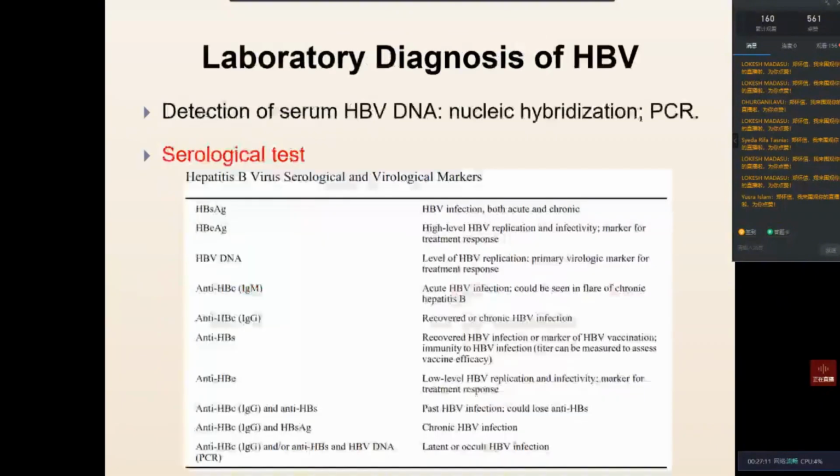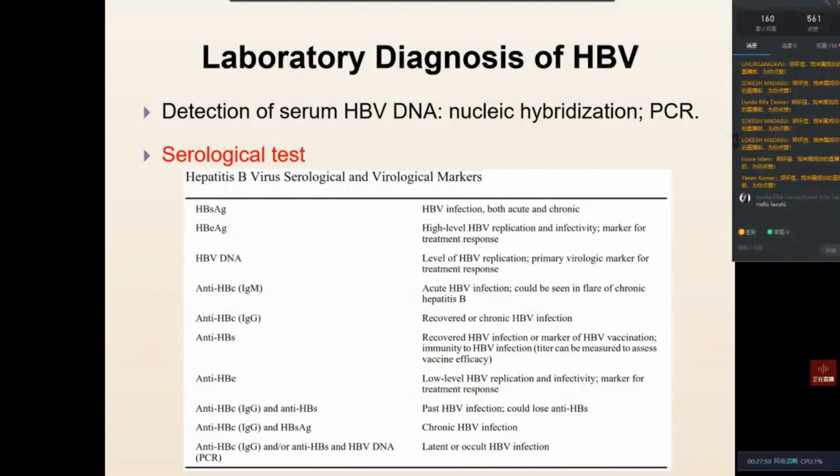For laboratory test, we can detect the serum HBV DNA. That's the molecular method. We can use either nucleic hybridization method or PCR, real-time PCR to detect the viral DNA directly. Or right now in the hospital, more popularly, it is used the serological test. We use the patient's serum and detect antigens and antibodies in the serum.